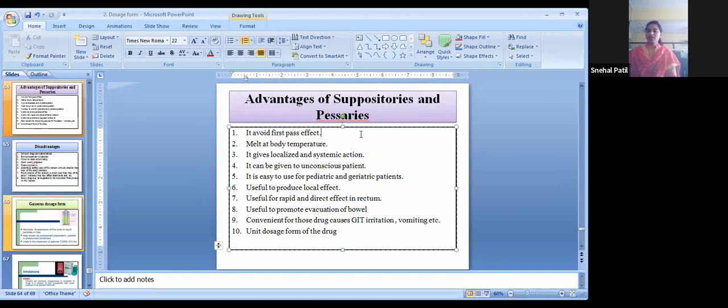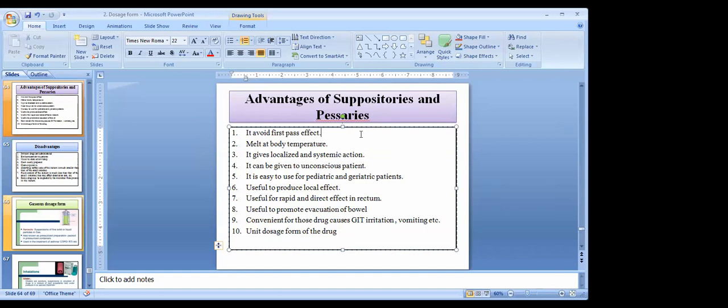So the next point is that it is useful to promote evacuation of the bowel. If the bowel or its function is not working properly, this is useful. It is also convenient for drugs that cause GIT, gastrointestinal tract, irritation. What is the long form of GIT? Gastrointestinal tract. Means what?